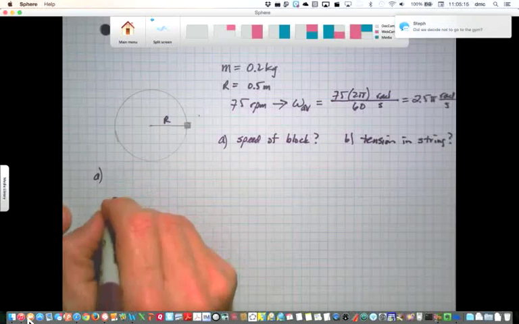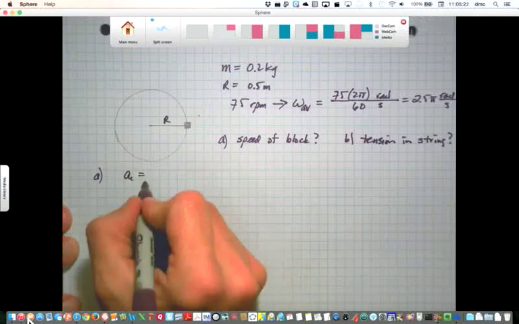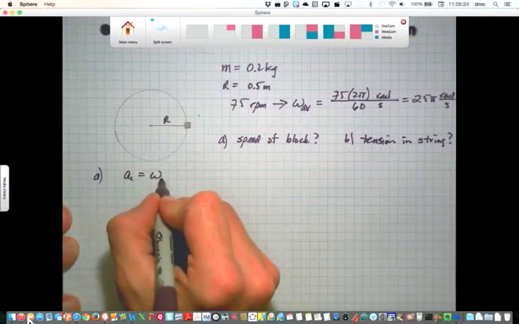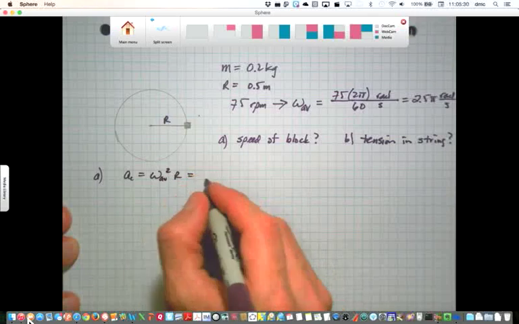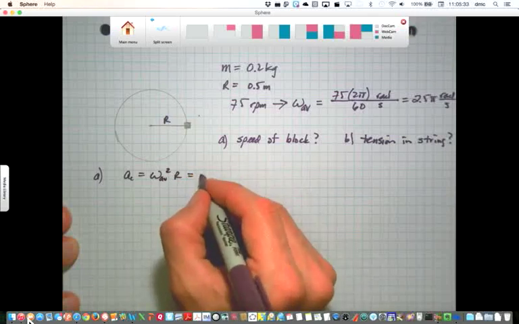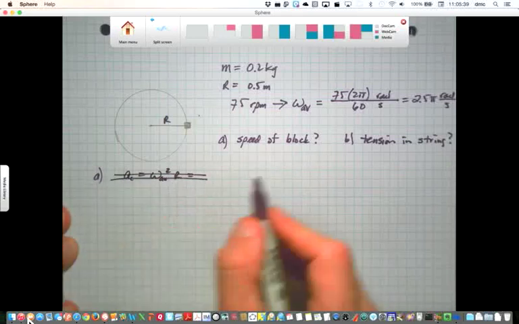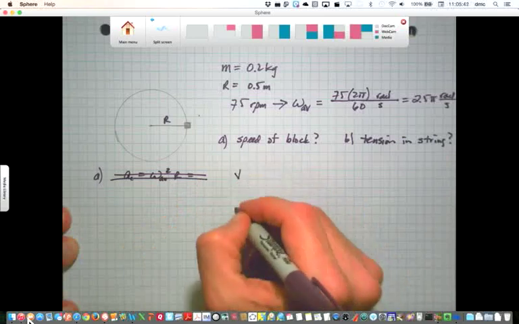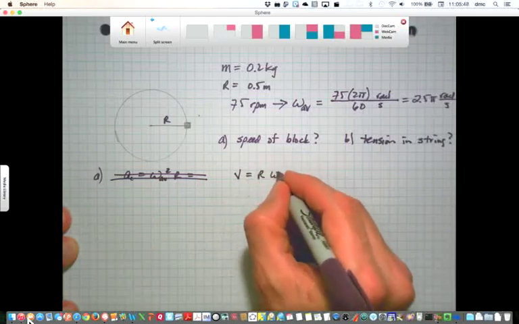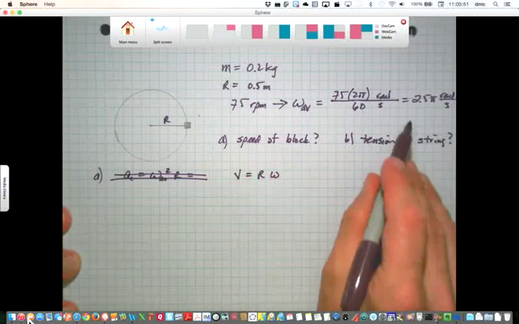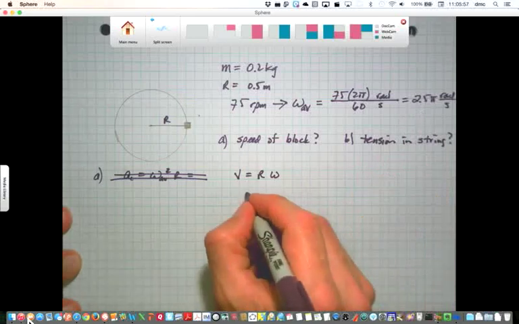So we know that the centripetal acceleration is equal to, we've got two equations. One is omega, the angular velocity, squared times the radius. And that's equal to the, actually, we don't even need to go that far. We have a conversion. So velocity, tangential velocity, is equal to radius times angular velocity. And we have angular velocity as 2.5 pi radians per second. And the radius is half a meter.